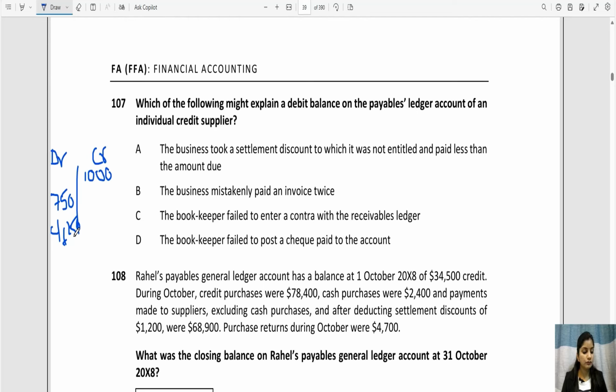So this option is not correct. Moving to the next option, which is option B.